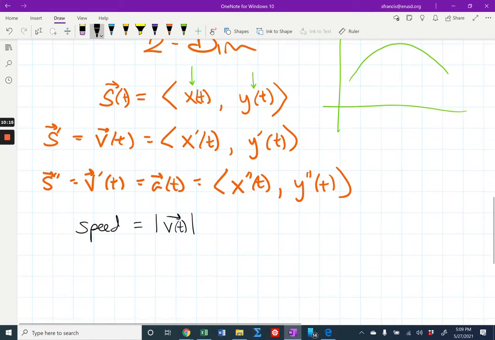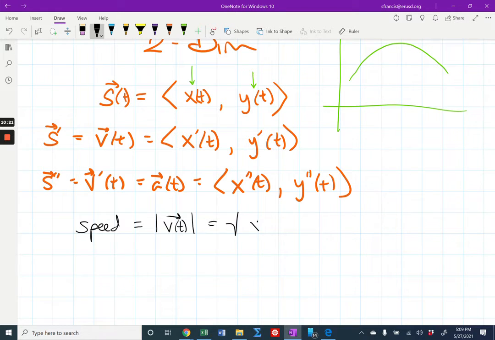So how do I find the magnitude of the velocity function? Well, it's the square root of the square of the x-coordinate, x prime of t, quantity squared, plus y prime of t, quantity squared, okay? I just figure out that magnitude by the Pythagorean theorem.